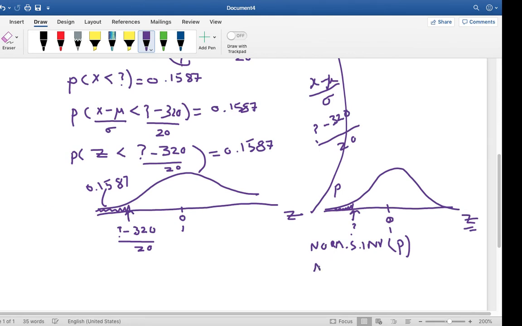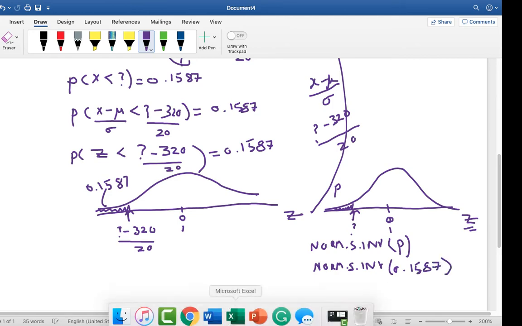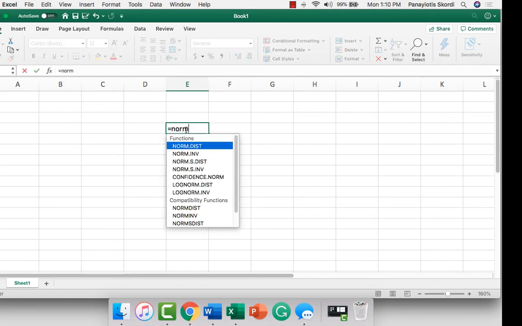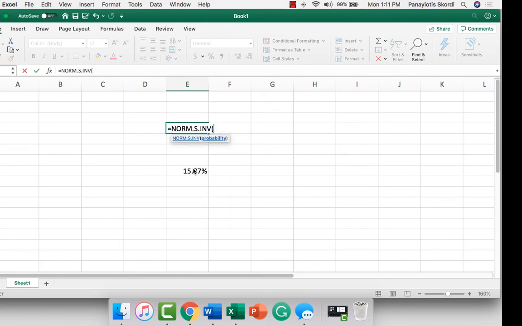So I can actually do a NORM.S.INV of 0.1587. NORM.S.INV. Let's pop over to Excel and do that. Let's do it here. So I can do equals NORM.S.INV of 0.1587. What does that give me?